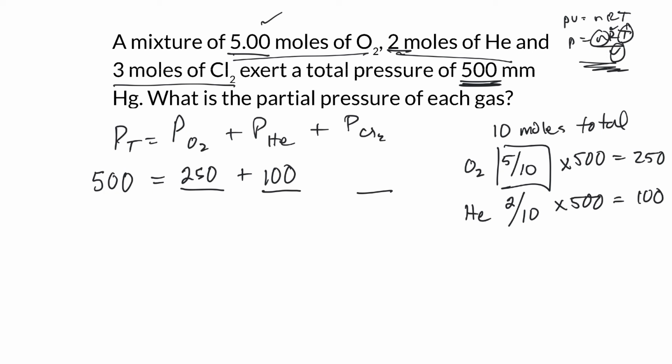And then chlorine, we can figure that out. That would be 150? Let's use our ratio, though. So chlorine, it's given 3 out of the 10 times the total pressure. So 3 times 500, 1,500 divided by 10, sure enough, 150. So the pressure that chlorine is contributing to that vessel will be 150. Okay, that's a nice Dalton's law of partial pressure question.